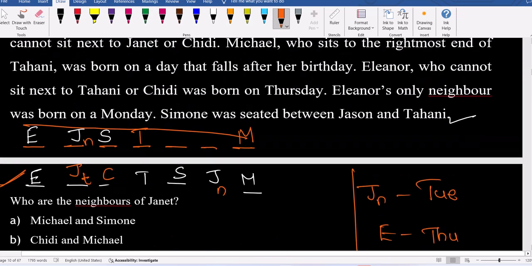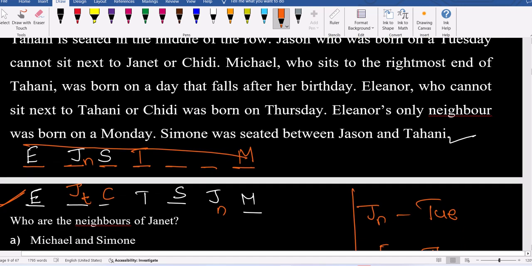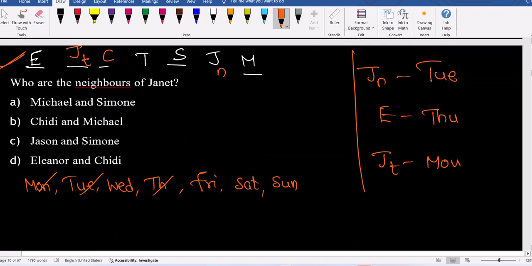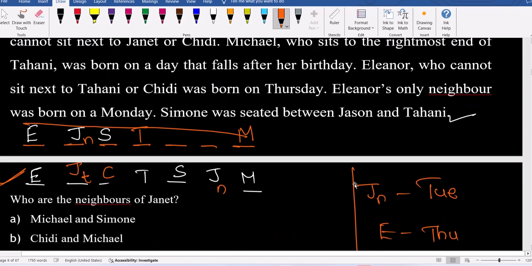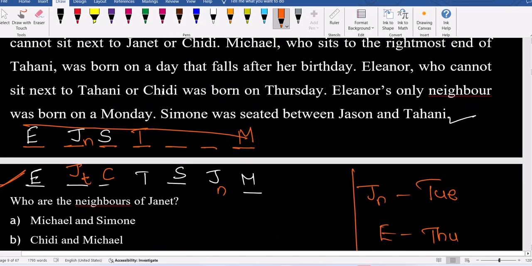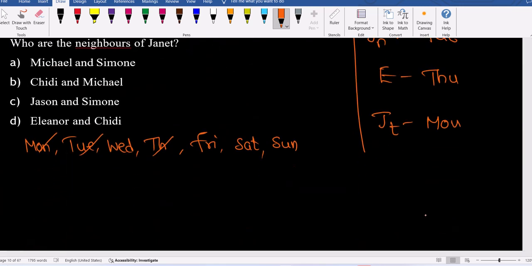Fine. Then one more condition. Chidi is sitting next to whom? Chidi is sitting next to Jatan and this guy. And there is one more condition. Michael comes after Tahani. We have to give the day after Tahani. Michael's birthday is after Tahani.